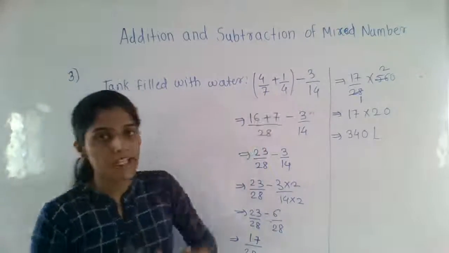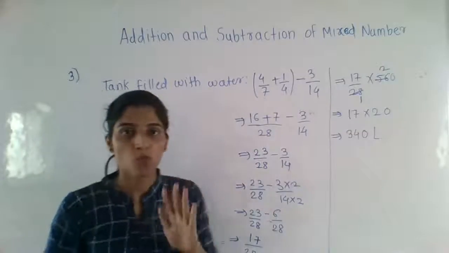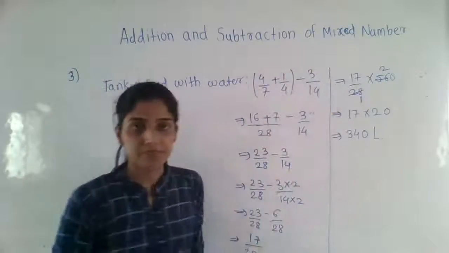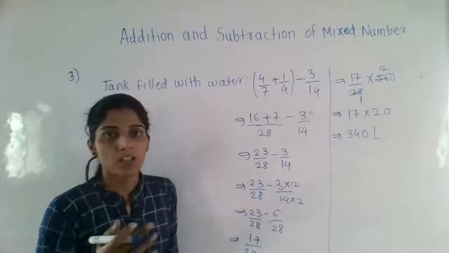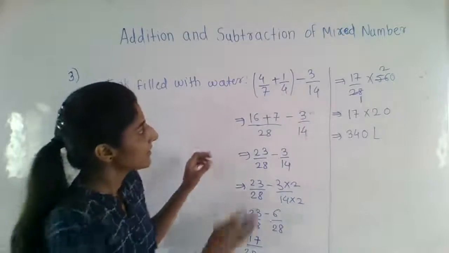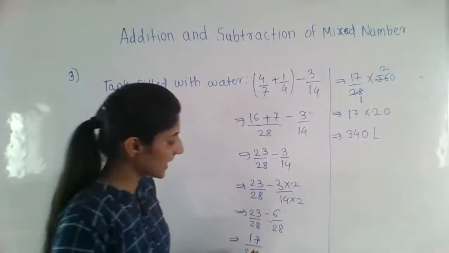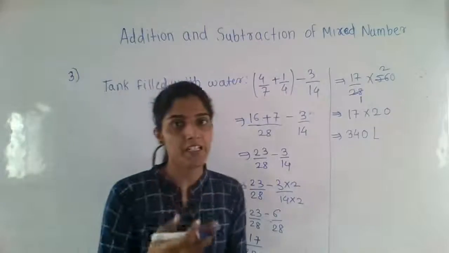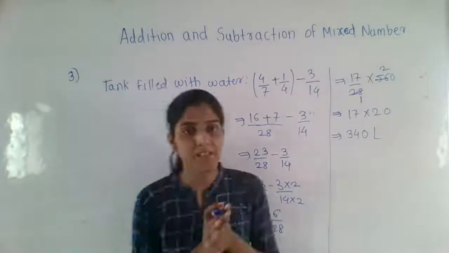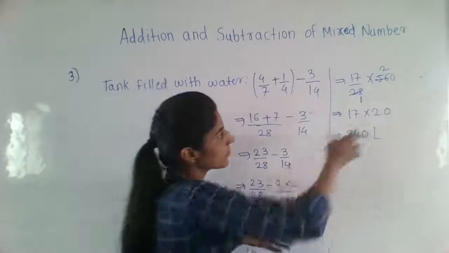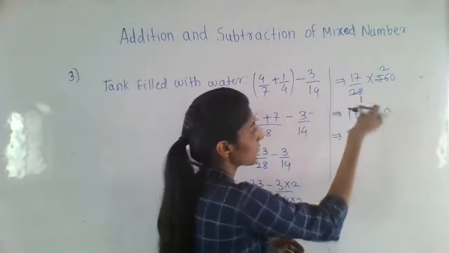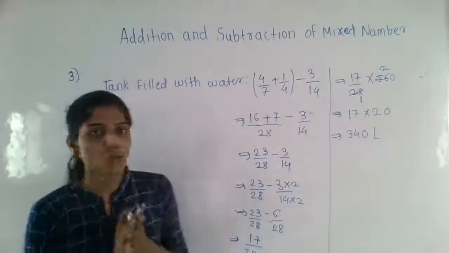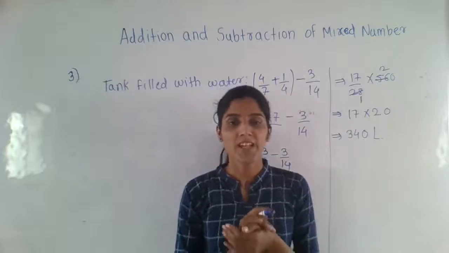Both are filled the water tank with this 4 by 7 and 1 by 4 part of water tank. Then 3 by 14 part was used to water the garden. Then we add this and subtract this, therefore we will get 17 by 28 part of water tank which is remaining. We have to find in liters. Therefore the capacity of water tank is 560 liters, and here when we multiply this we get 340 liters remaining. Understand this concept of how to add and subtract the mixed number. Therefore, we will stop here.